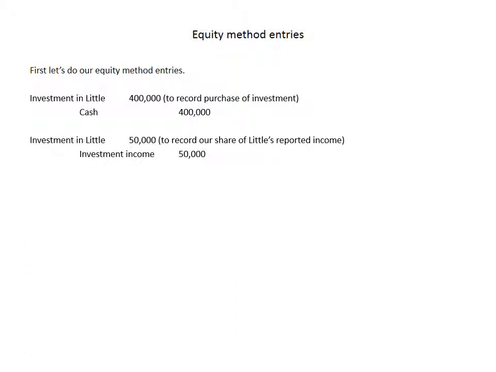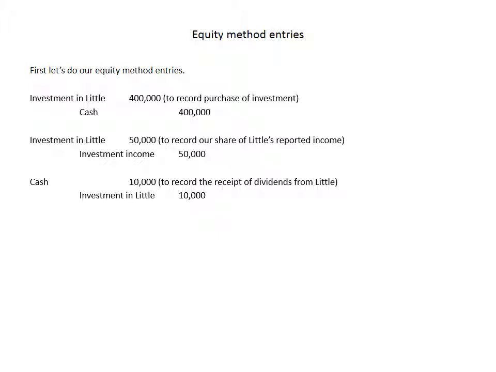Next, we need to report our share of their income. Again, under the equity method, we're going to be doing this over and over again. Income, dividends, amortization. Income, dividends, amortization. Little company reported earnings of $50,000. We're the sole shareholder, so we have investment income of $50,000. And again, income increases Little's owner's equity, which means that our investment in Little, which represents our ownership of their equity, increases proportionally.